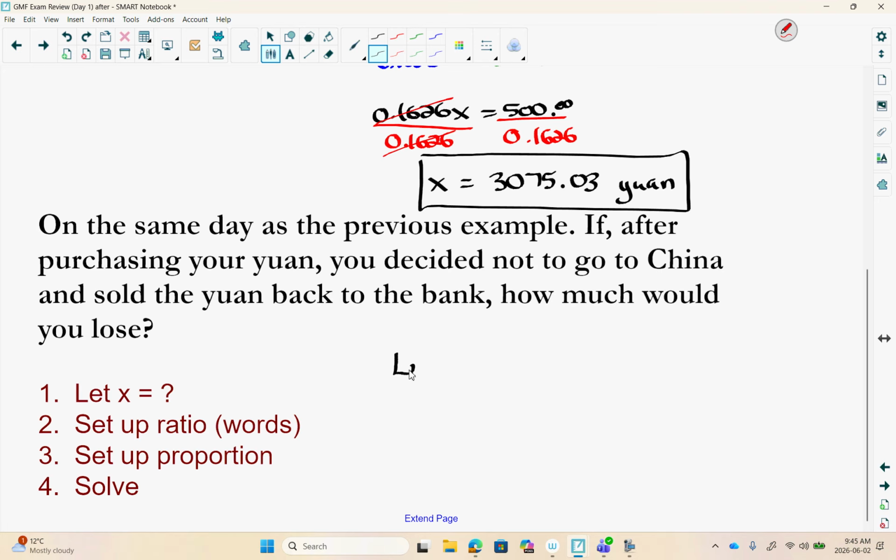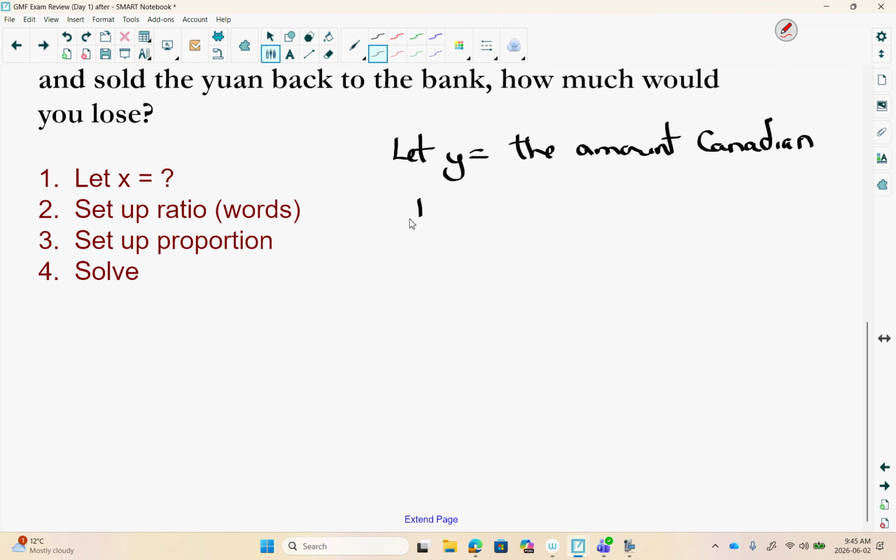So I am going to say let y equal. Now I'm saying y because I used x in the previous example. If you want to use x again, go ahead. But this time, x is going to be the amount of Canadian dollars. I'm going to set up my ratio. I will go 1 over the rate. I'll put the foreign amount over the Canadian amount.